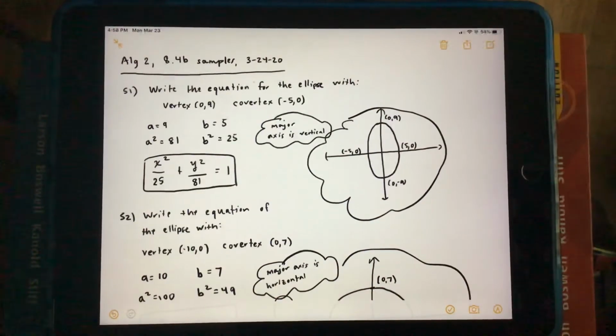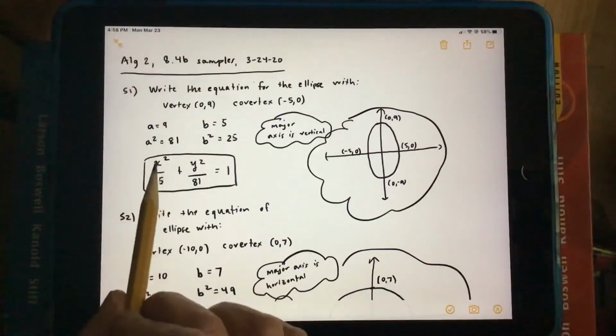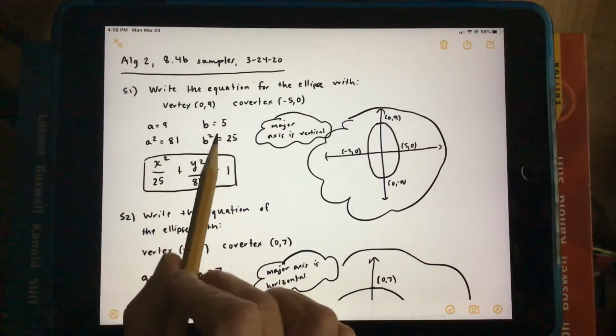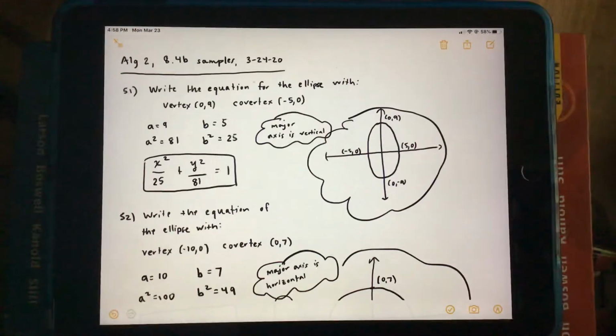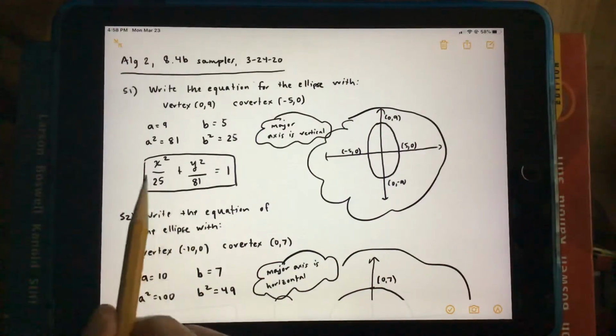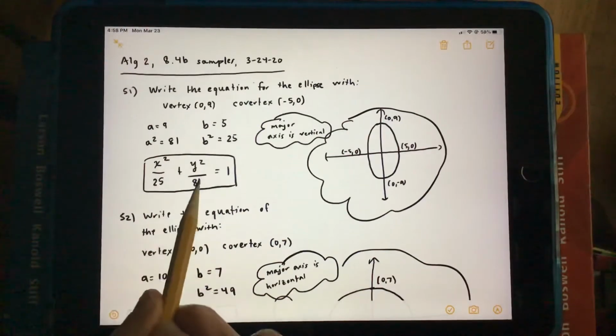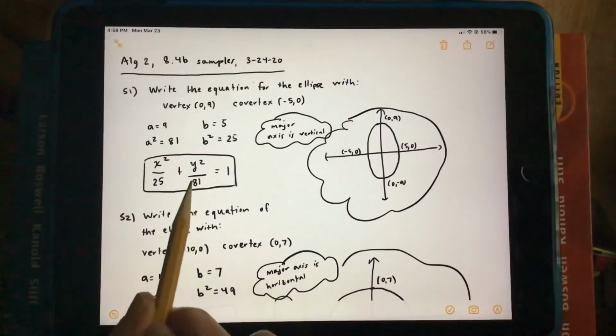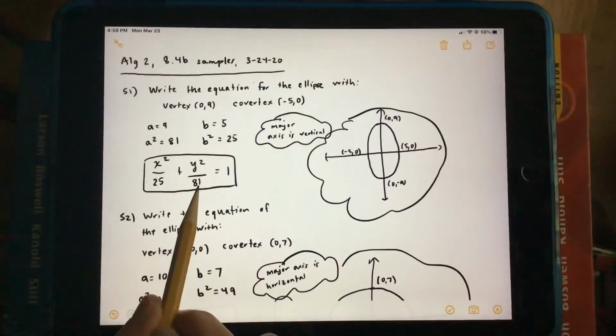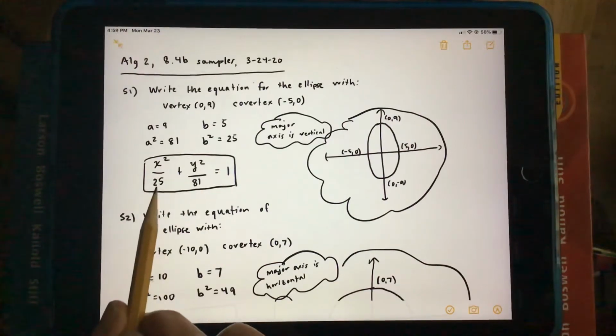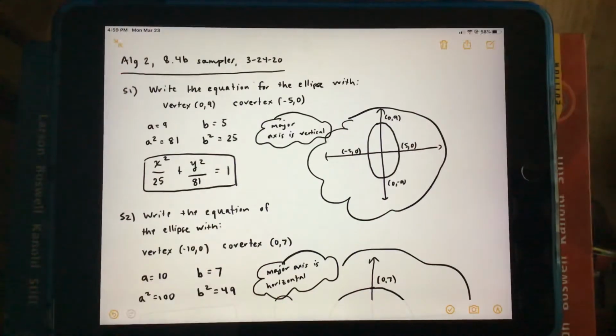So let's figure out what our a and our b is. A is 9, so a squared is 81. B is 5, so b squared is 25. So I have all the information I need to write my equation. My a squared is 81, and because the vertical axis is the major axis, that's going to pair with my y squared. So 81 will be where my a squared shows up. And underneath my x squared, I'm going to put my b squared, which is 25, and I'm done.